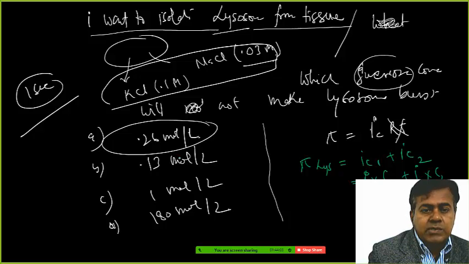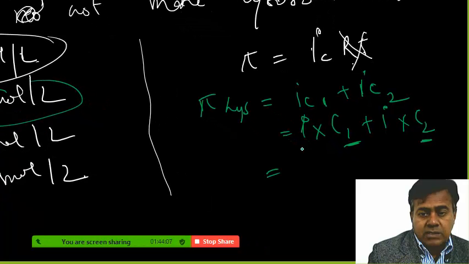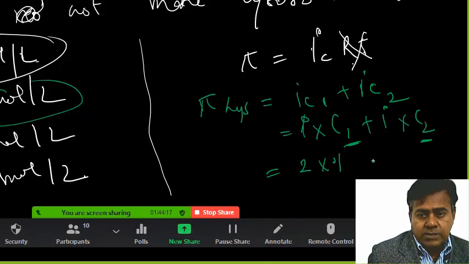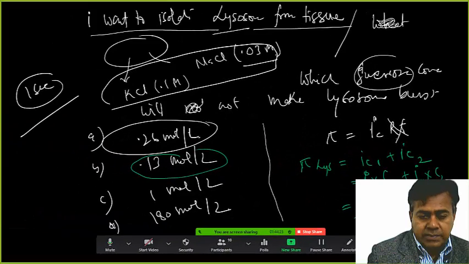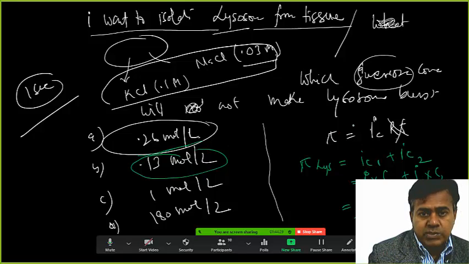But when I have included, what is the I for KCl? This is 2 into 0.1, and for NaCl the I is 0.03 into 2 again, right? Then I am getting this value, that is 0.26 mole per liter, which should be equivalent to this concentration, right?